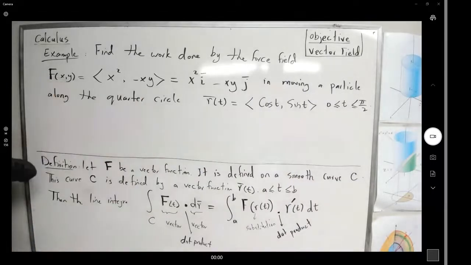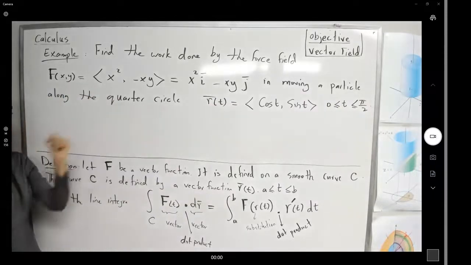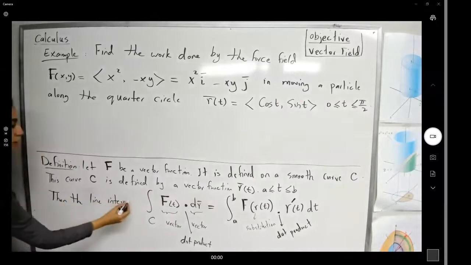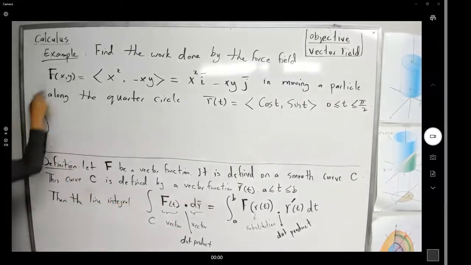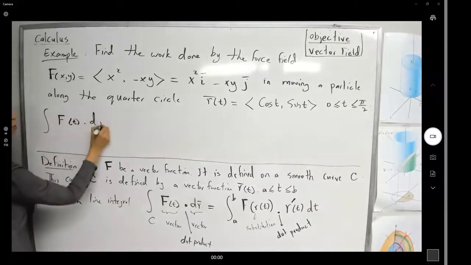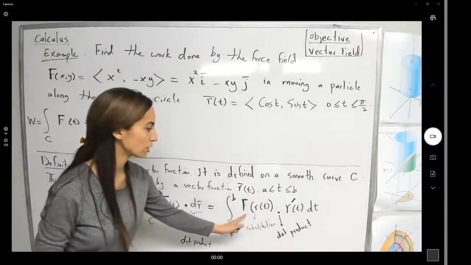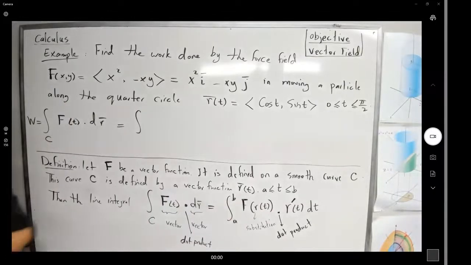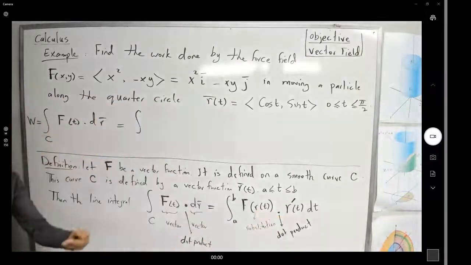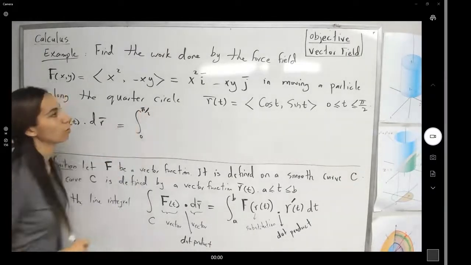This is our vector field, and this is the vector representing the quarter circle. So the formula says the line integral of this vector field F dot dr, or the work done along this curve, is equal to, well, here we have to substitute r(t) into our function and find the derivative of r and take the integral with respect to t. We already know t is bounded between 0 and pi over 2.